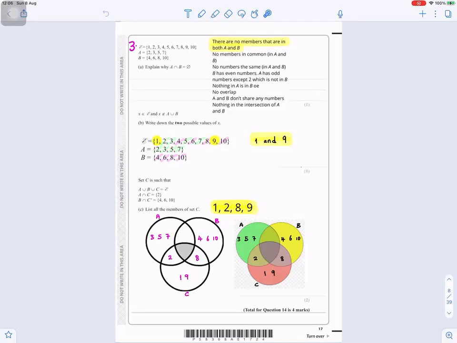Write down 2 possible values of X. So that's the universal set. That's A, and that's B. So X is not an element of A union B.